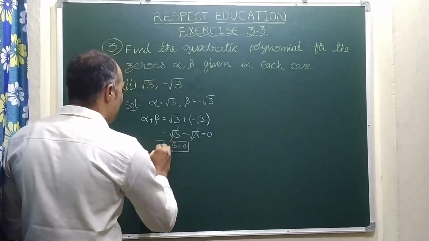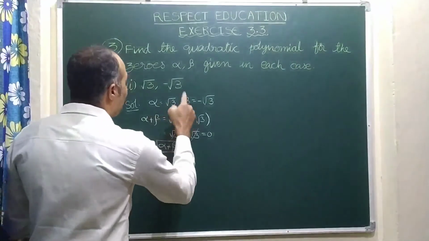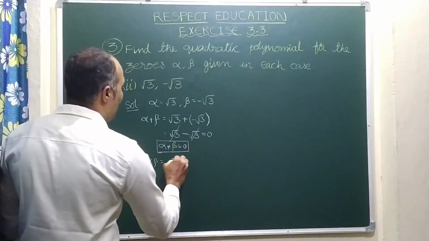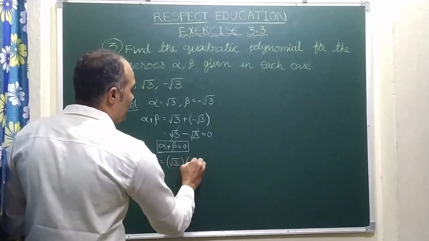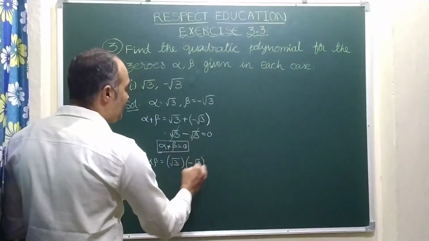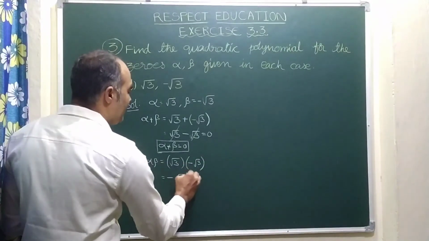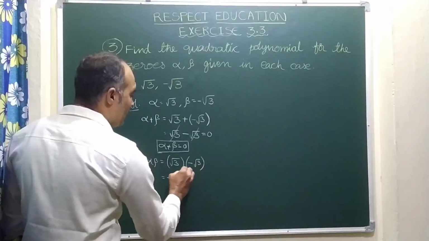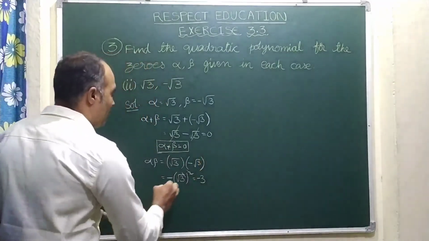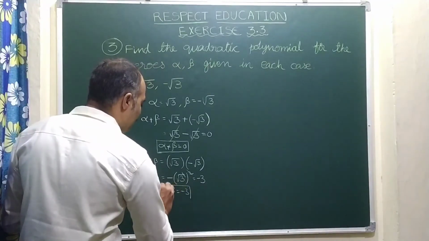Let us remember this value. Let us keep it as it is, alpha plus beta equal to 0. Now we multiply them, means we are finding their product. Alpha into beta equal to, alpha is root 3 into beta is minus root 3. Plus into minus is minus, root 3 into root 3 is root 3 square. Square and root get cancelled. So here it is minus 3. So finally we have alpha into beta is minus 3.